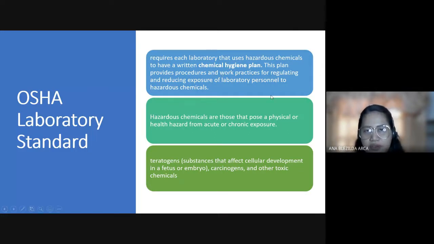Okay? So when you say hazardous chemicals, there are those that pose a physical or health hazard from acute or chronic exposure. Sometimes meron din tayong tinatawag na teratogens. These are the chemical that can cause harm to the fetus. That's why kapag may mga buntis na medtech, dun muna sila sa area na walang masyadong chemical. Nilalayo sila. Minsan dun lang sila sa reception or dun lang sila sa phlebotomy section.